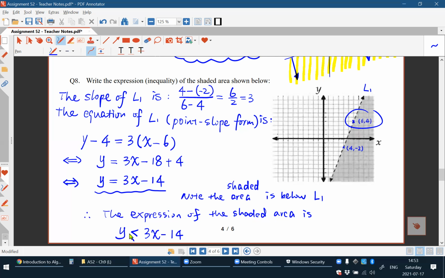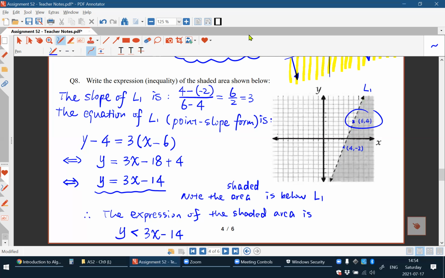To decide if we can put an equality symbol here, the only thing you need to observe is this line. Is it a dotted line? If it is a dotted line, that means the area cannot be on this line. So y should be strictly smaller than the expression on the right-hand side. We cannot add an equality symbol here, okay?